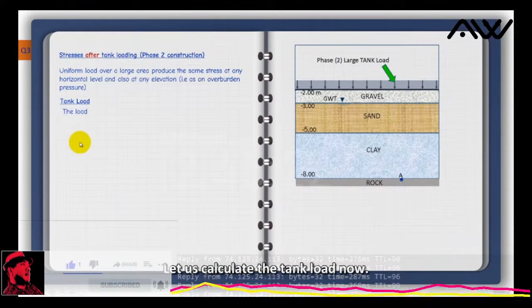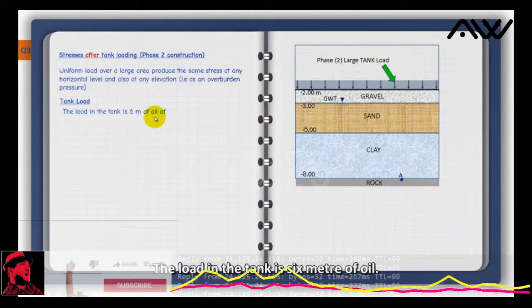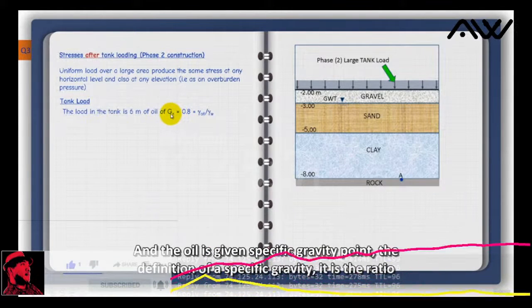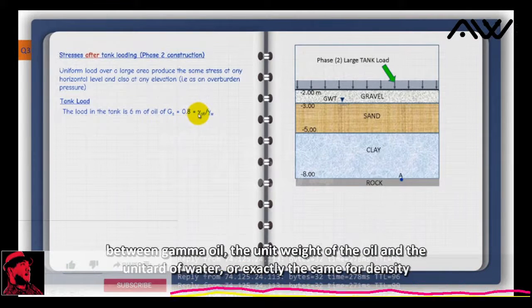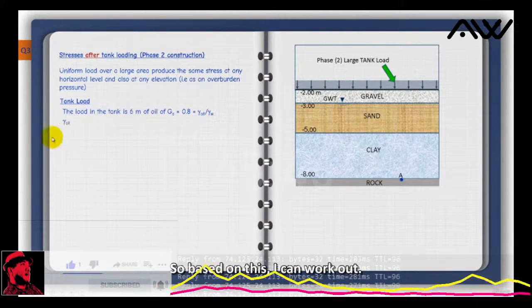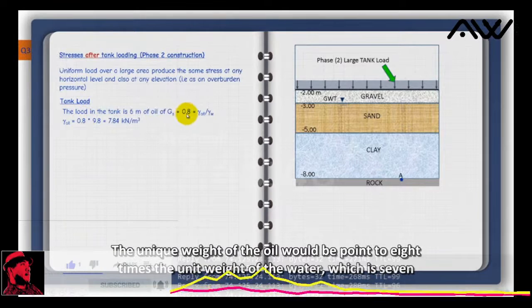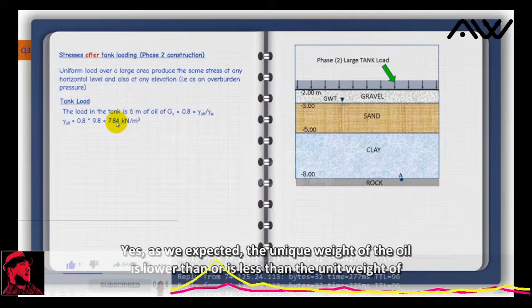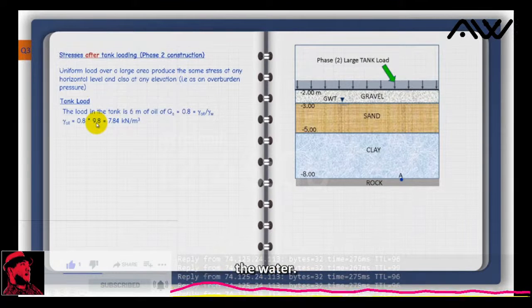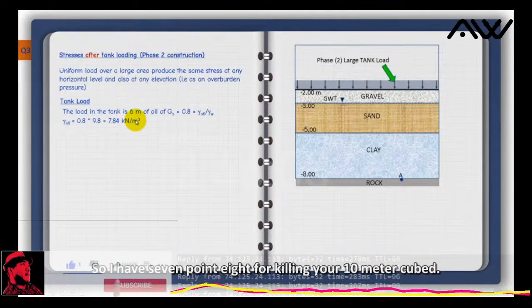Let us calculate the tank load now. The load in the tank is 6 meters of oil, and the oil is given specific gravity 0.8. The definition of specific gravity is the ratio between gamma oil, the unit weight of the oil, and the unit weight of water, or exactly the same for density of oil by density of water. So based on this, I can work out the unit weight of the oil would be 0.8 times the unit weight of the water, which is 7.84. Yes, as you expected, the unit weight of the oil is less than the unit weight of water. So I have 7.84 kilonewton per meter cubed.